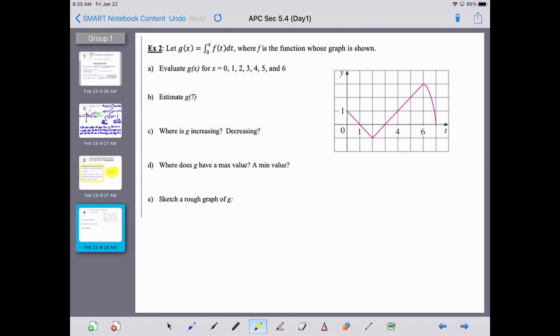So our second and final example for today gives us a function g of x, which is defined as the integral from 0 to x of f of t dt, where f is the function whose graph is shown. Part A says evaluate g of x for x equals 0, 1, 2, 3, 4, 5, and 6. I'm going to tell you right now that you do not have enough room on your paper for part A where part A is located.